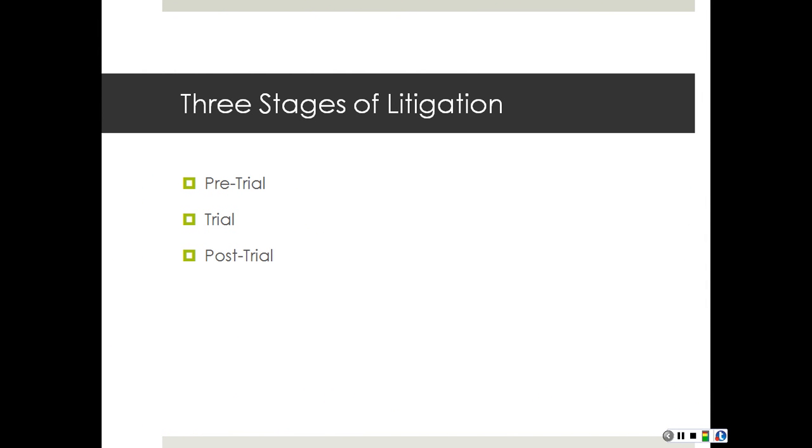The three main stages of litigation are pretrial, trial, and post-trial. In the pretrial stage, the litigants use pleadings, discovery, and pretrial conferences to identify the facts and the legal issues involved in the dispute. The majority of cases are settled out of court at this stage.